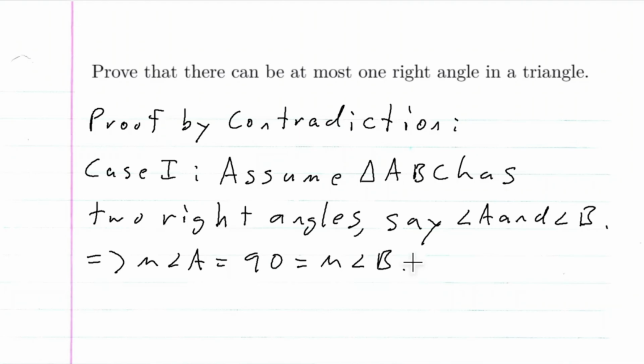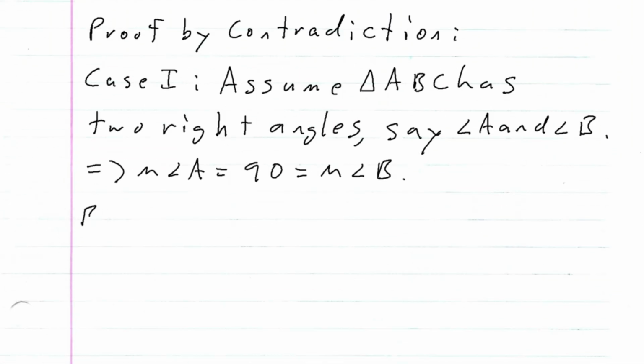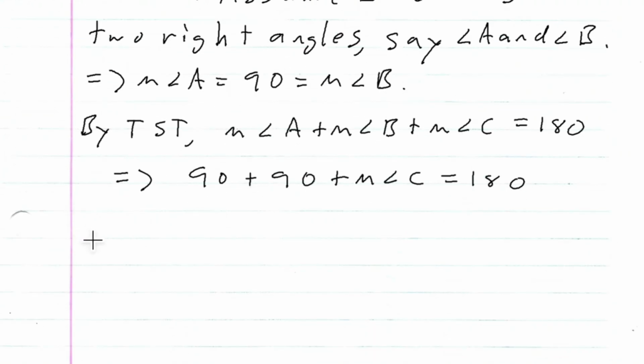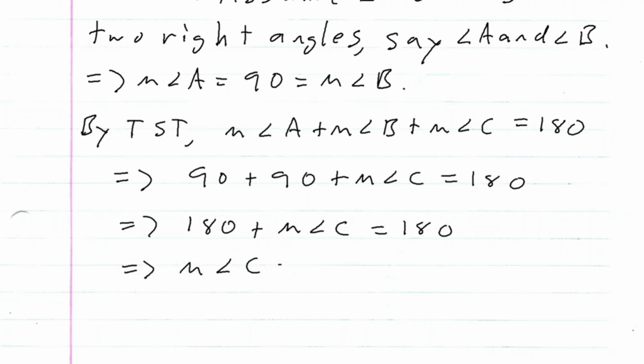of angle B. Okay, so we know by the triangle sum theorem that the measure of angle A plus the measure of angle B plus the measure of angle C is equal to 180. So we know that A is equal to 90 and B is equal to 90. So this implies that 90 plus 90 plus the measure of angle C is equal to 180. So this implies that 180 plus the measure of angle C is equal to 180. So if I subtract 180 from both sides, this implies that the measure of angle C is equal to 0.